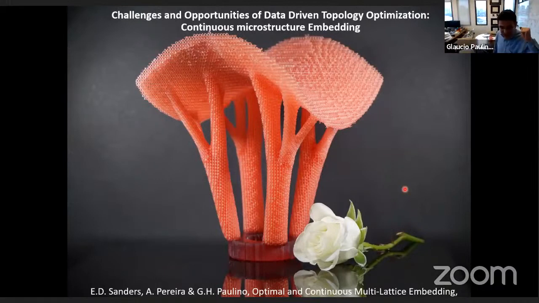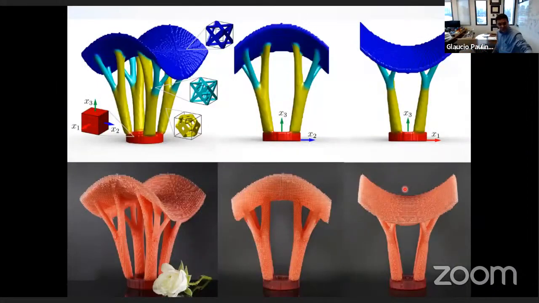So this is ongoing work, and what I would like to say is that we need to develop approaches that allow us to engineer the things that we design. A lot of the papers in the literature don't deliver the engineering. We need to deliver the engineering, as you can see here, in terms of the global scale and the local scale. This is work in collaboration with Emily Sanders and Anderson Pereira on optimal and continuous multi-lattice embedding. It's presently under review. And here is the prototype that you can see, where the features are at a micron scale size.